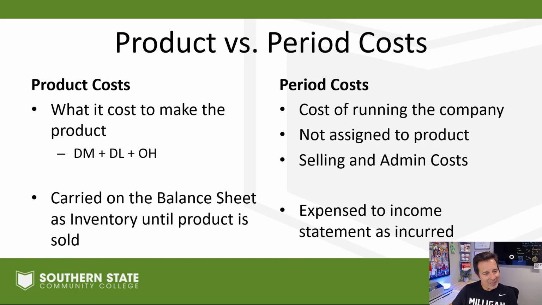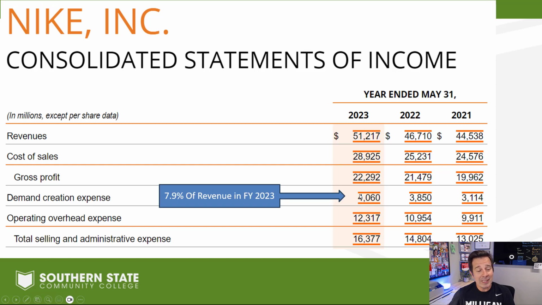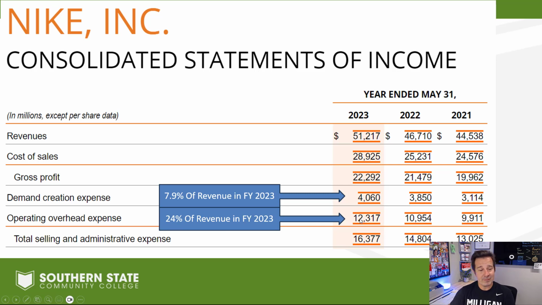All right, so we look at the Nike income statement one more time here. You can see right there, we have our cost of goods sold, the product cost, that has basically gone out the door, stuff that we sold. And then we have our non-manufacturing costs. These are usually pretty significant numbers. As we see, Nike, 7.9% of revenue spent on marketing. 24% of revenue spent on operating overhead expense.